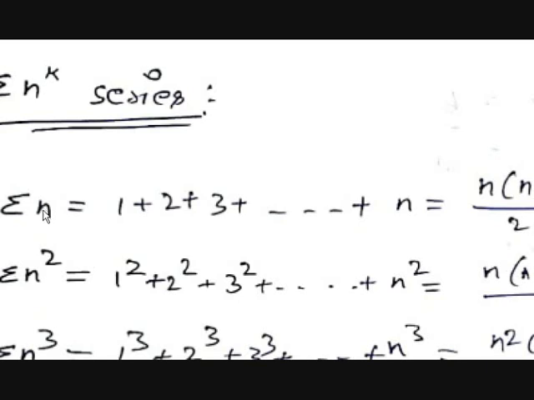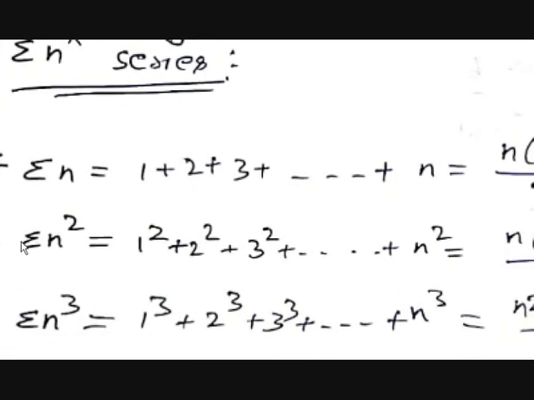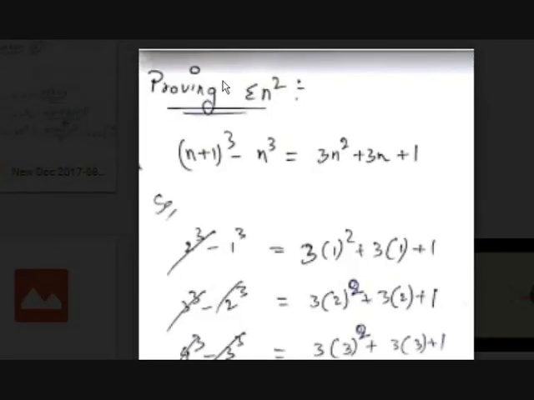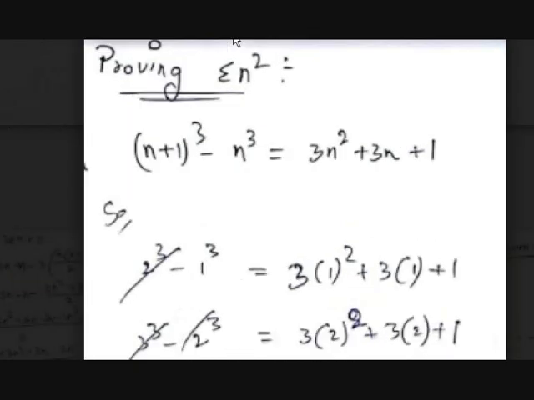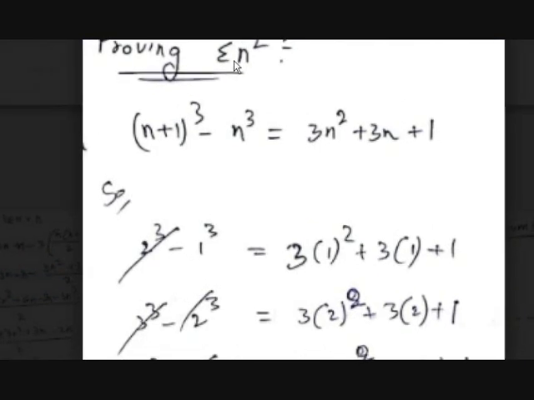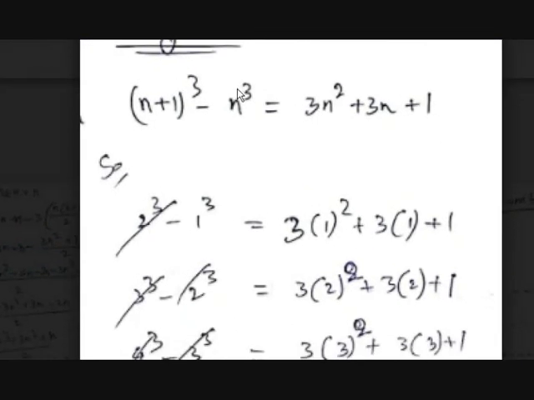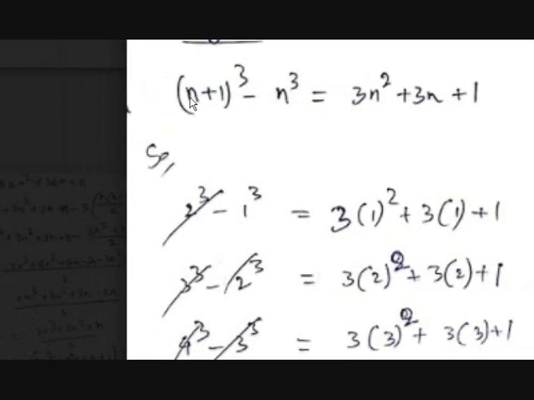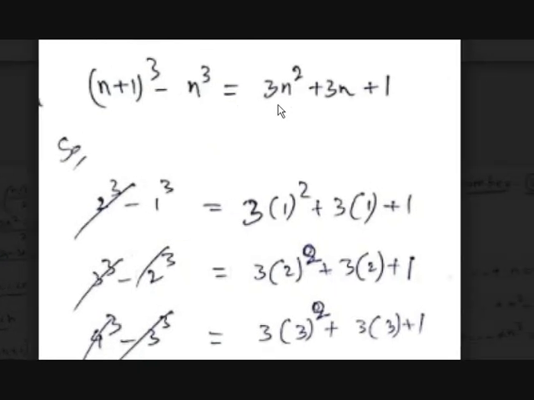Let's see how we can prove this in the case of summation of n square. If we get the summation of n square, we can prove all the others in the same way. First, proving summation of n square. As we discussed, we will take n plus 1 whole cube minus n cube. n plus 1 whole cube means n cube plus 3n square plus 3n plus 1. If we take off n cube, you will get 3n square plus 3n plus 1.